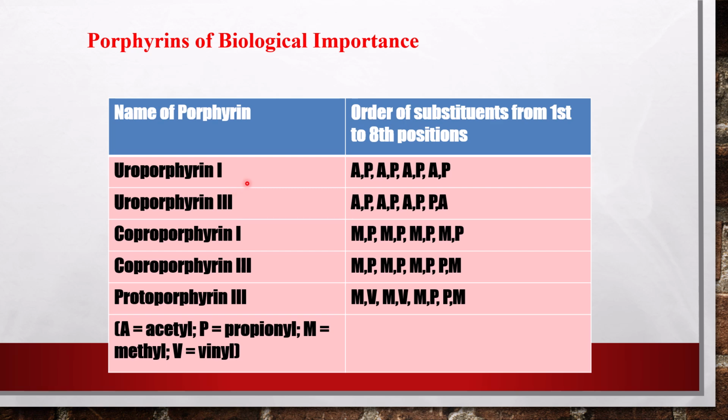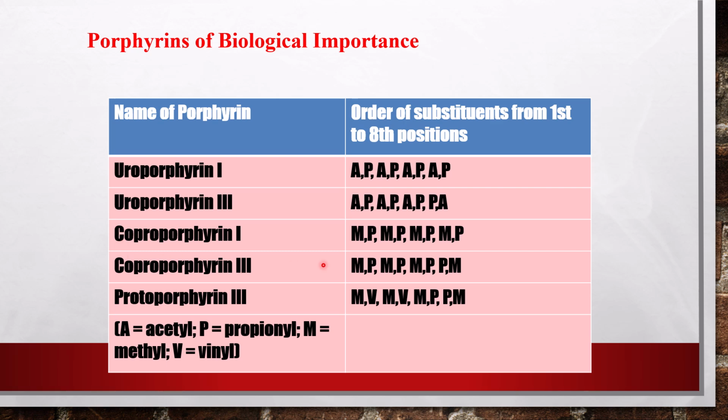So first is uroporphyrin 1. It has AP at all 8 sites. There is alternate substitution of all these constituents: A for acetyl, P for propionyl, M for methyl, and V for vinyl. So in the uroporphyrin, AP means acetyl and propionyl groups are there.